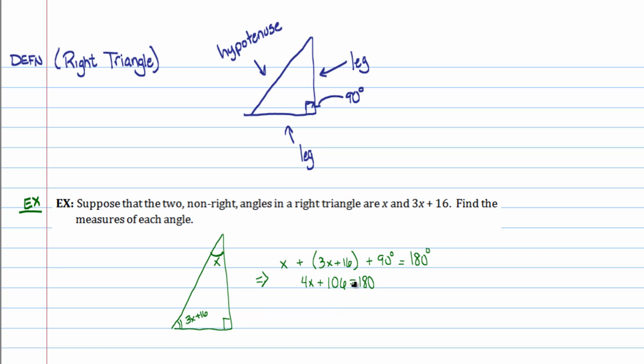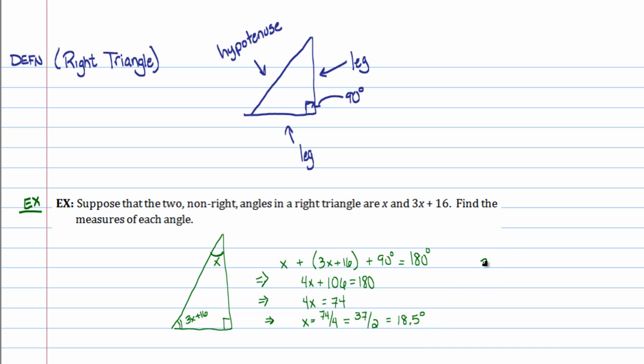I'm going to drop off the degree signs for now. Not a big deal to not have them. Subtract 106 from both sides, and we should get 74 on the right hand side. And then divide both sides by 4. You get 74 over 4. And by the way, this is not done. It needs to be reduced, or simplified. So that's 37 halves. And you can actually get an exact decimal representation of this as 18.5. So x, being this angle right here, is 18.5 degrees.